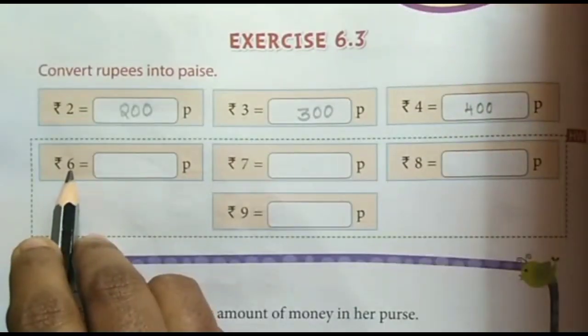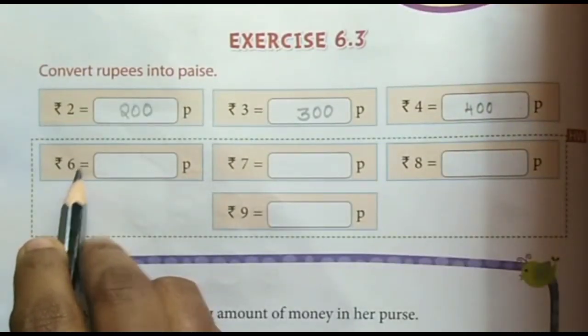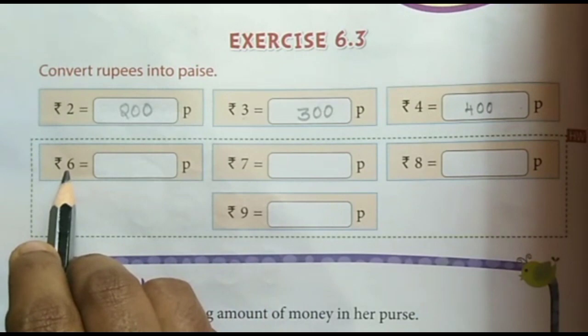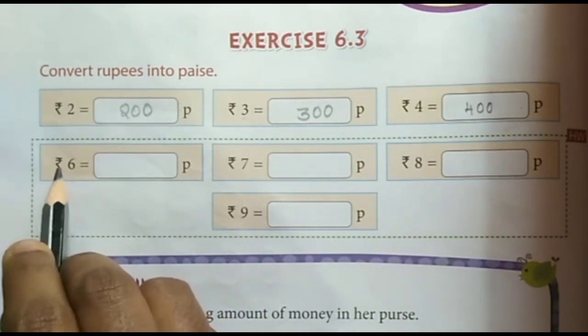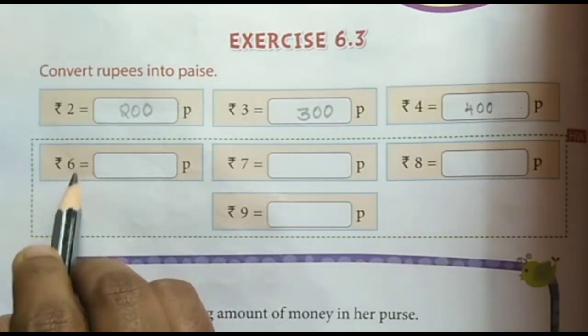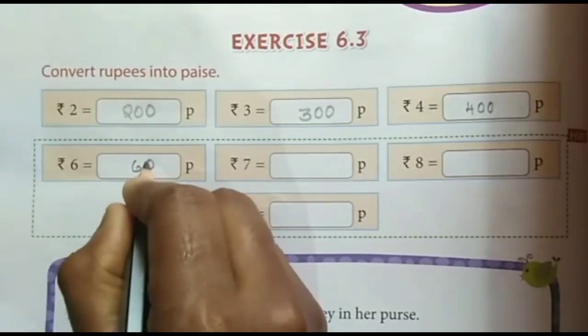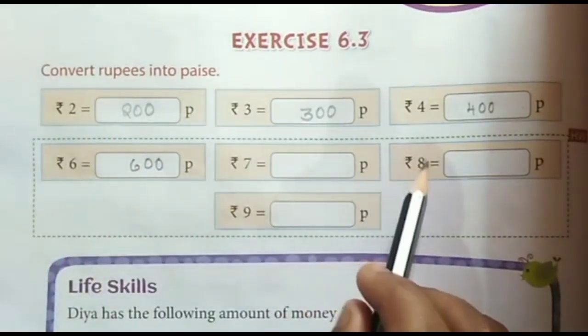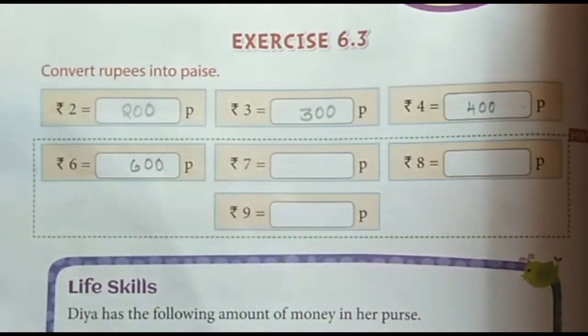Next is 6 rupees. To convert 6 rupees into paise, we should multiply the number 6 by 100. So the answer is 6 into 100, the answer is 600 paise. Like this way, you can do the rest as homework.